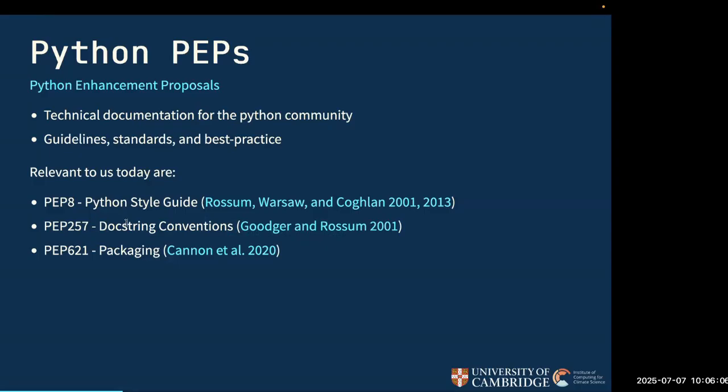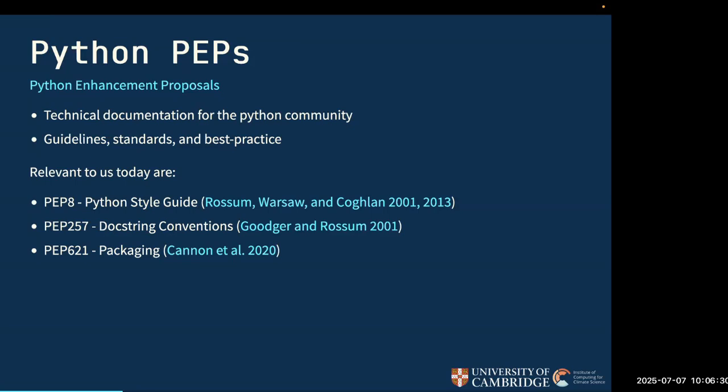The second one is the docstring conventions. As our friend at the back mentioned, this is to do with how you should be documenting your code in a consistent way. And indeed, we'll come on to that in tomorrow's exercise. The final one here is around packaging. So that's PEP 621. And we mentioned in the previous exercise these ideas around providing a requirements.txt.